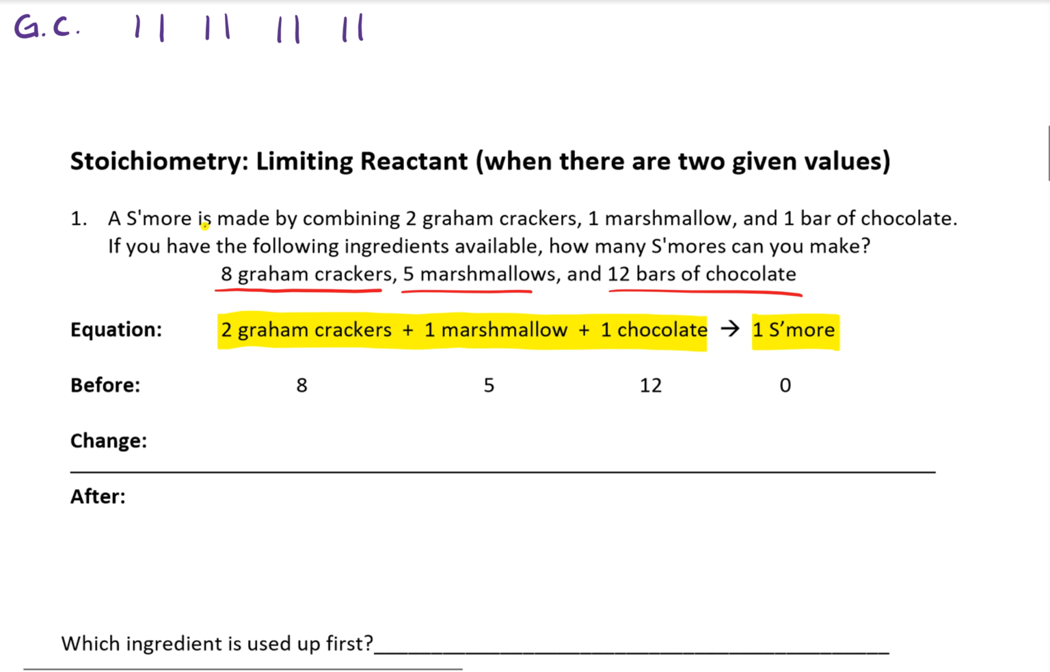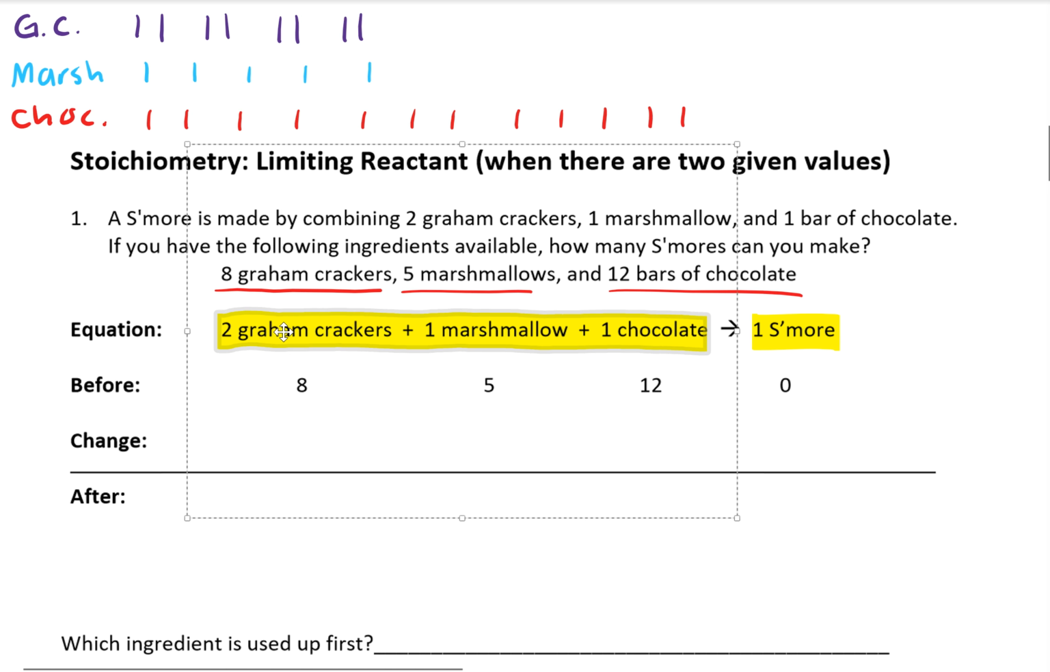I'm going to repeat this for the marshmallows. We have 1, 2, 3, 4, 5 marshmallows. And finally, chocolate. 12 bars of chocolate.